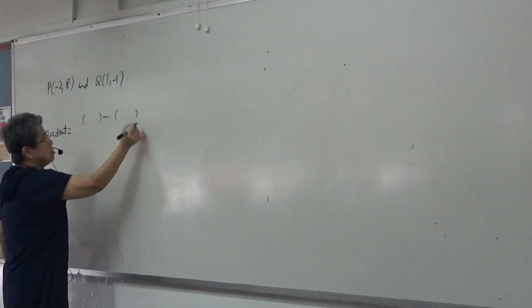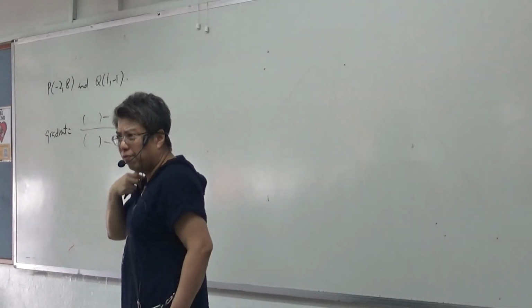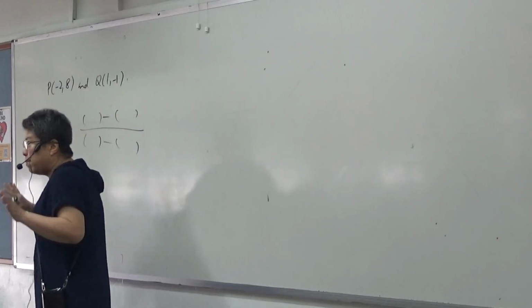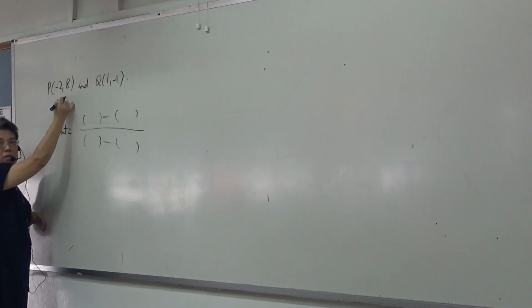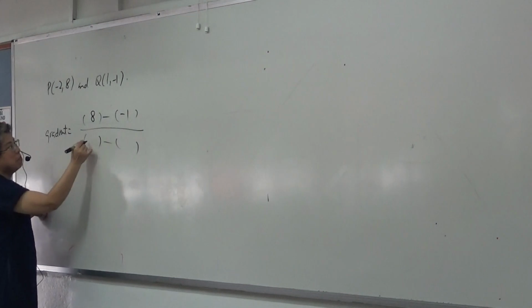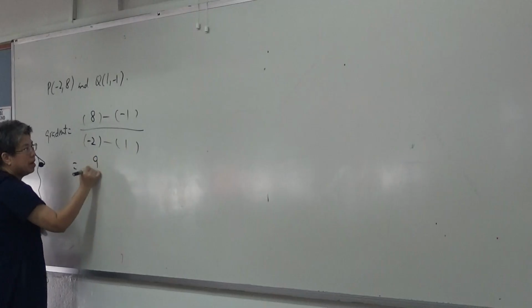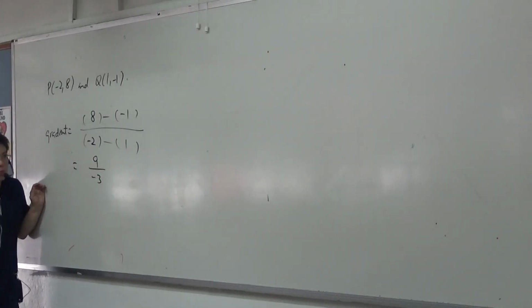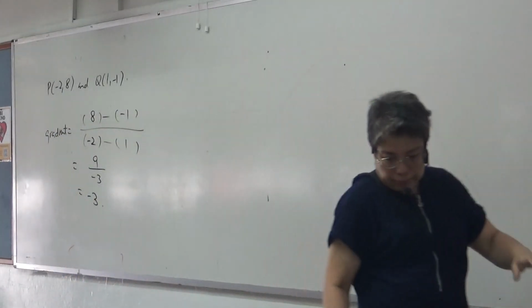Gradient will be something minus something over something minus something, right? Usually I just go according to the order. I don't go and flip the thing, it's very difficult. So it's y minus y, right? So what's the first? What's this class? 8. Then minus (-1), right? Then (-2), then 1, right? Can you see? I just read the back only. Can you see it now? y2 minus y1, x2 minus x1. Okay, so this one becomes 9 over -3, right? So what's the gradient? -3.